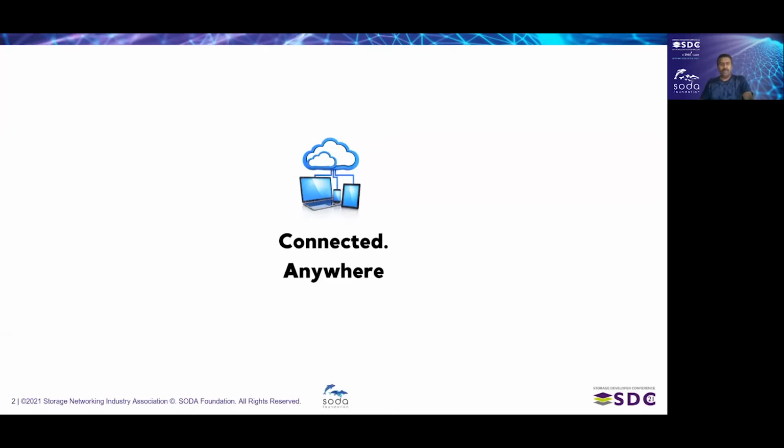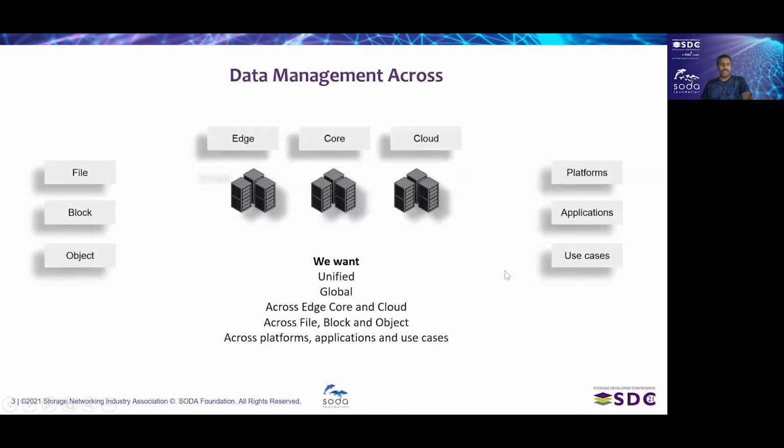This looks very obvious that everything is connected anywhere. So we are in a connected world. When you say anywhere, there are different domains, predominantly edge, on-premise, or cloud. Wherever the data sources and wherever the data destination, our requirement is to manage the data from anywhere. We'll see a little more detail on this.